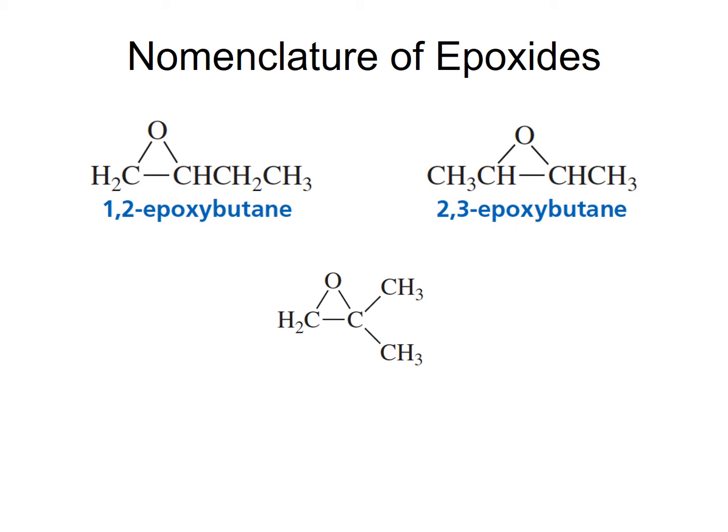If you have other carbons on that group, you would name them the same way. So here your longest carbon chain would be a 3-carbon chain. Your oxygen is connected to carbons 1 and 2, and you have 1,2-epoxy-2-methylpropane.